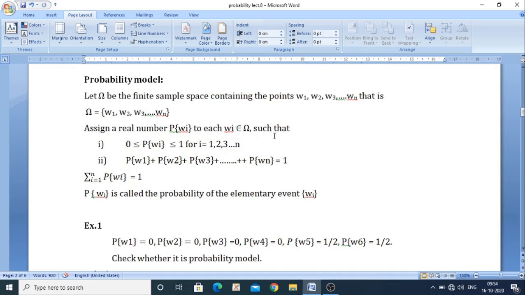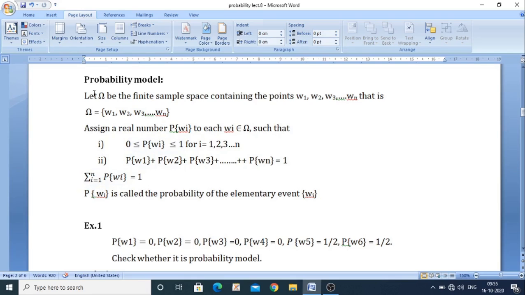such that 0 ≤ p(omega i) ≤ 1 for i equal to 1 up to n, and p(omega 1) + p(omega 2) + p(omega 3) + ... + p(omega n) is equal to 1. That means the sum of all the probabilities is equal to 1. So p(omega i) is called the probability of the elementary event omega i. This is the individual probability of the element, and this is the sum of all the probabilities in omega.